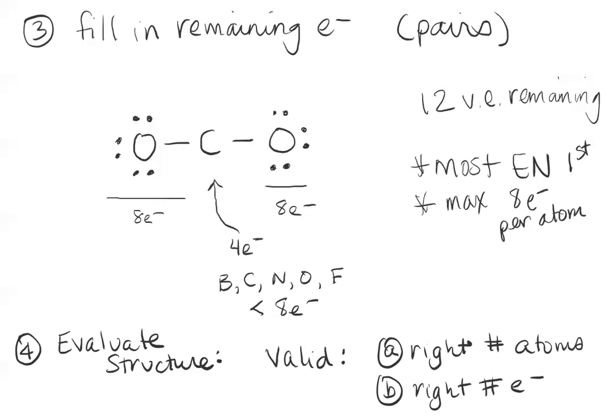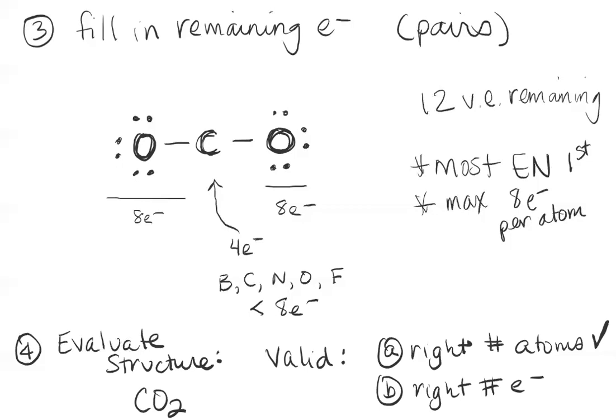So I go up to my structure that I've drawn up here, and I'm drawing CO2. So evaluate the structure for CO2. Does it have the right number of atoms? Well, I have 1 carbon atom here and 2 oxygen atoms. So yes, right, I have the right number of atoms.